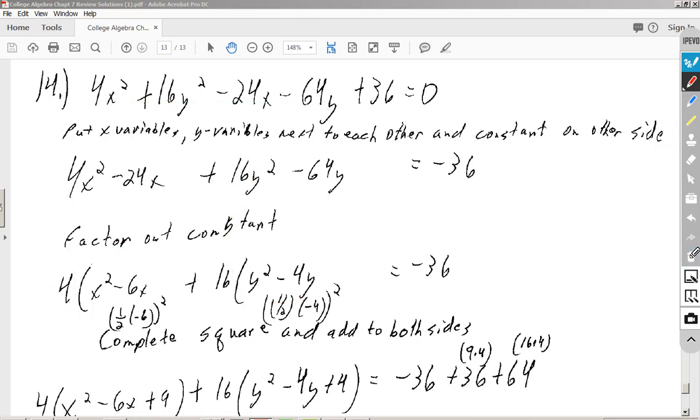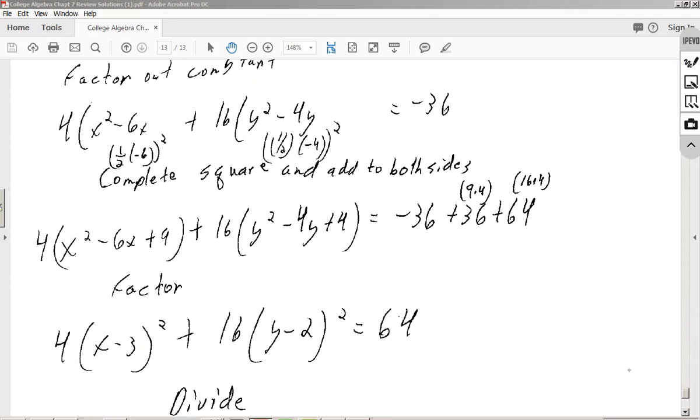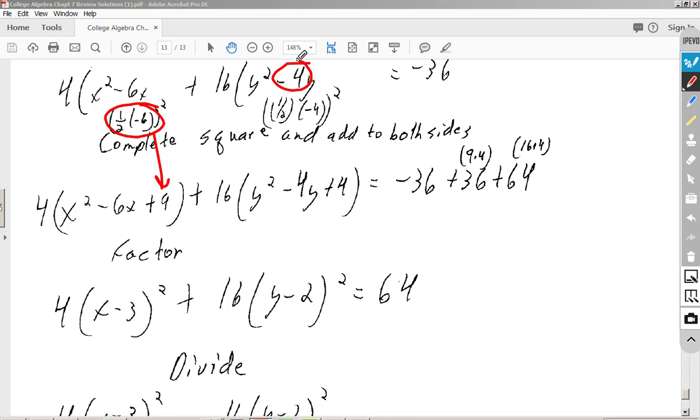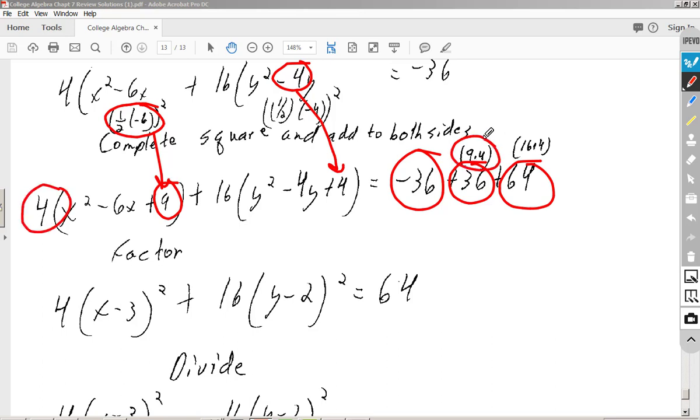Now I need to complete the square. Remember, you take half of b and square it. So here's my b. I take half of b, so that's -3. -3 squared is going to give me that 9. I take half of -4, which is -2. -2 squared is going to be positive 4. And don't forget to add it to both sides. I've got -36 plus 64, because remember, I didn't just add 9, I actually added 9 times 4. And I didn't just add my 4, I actually added 16 times 4 when I distributed on through. And so that would be the 64.